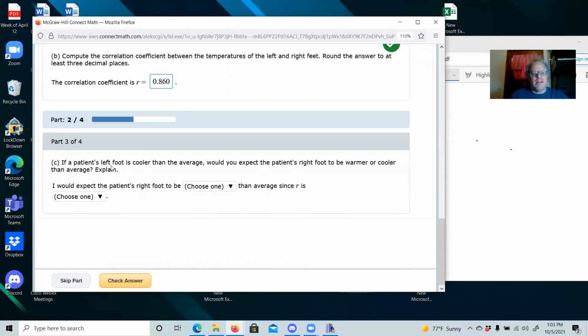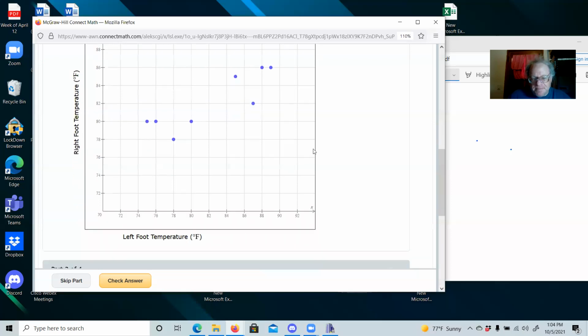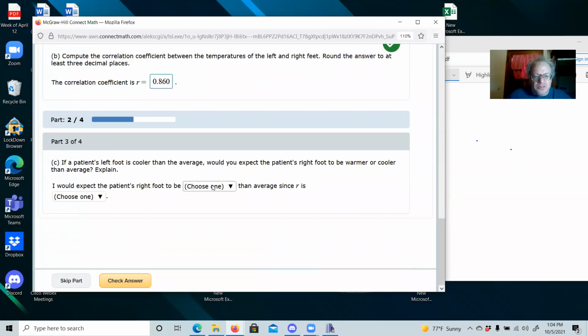Okay, if the patient's left foot is cooler than the average, then I would expect the patient's right foot to be cooler than average. There's a positive correlation, right? So if we wanted to kind of draw a line in here, the warmer the left foot is, the warmer the right foot is, right? So I would choose the right foot to be a little warmer, since R is positive. Okay, if it was negative, you would expect the opposite to happen.